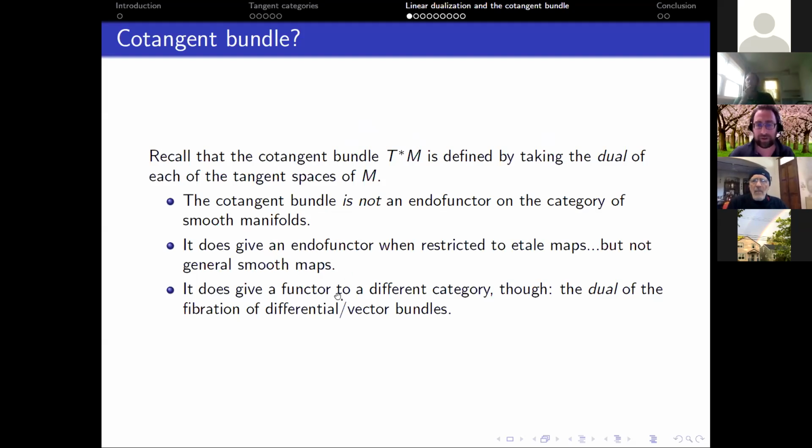What's going on? It really is actually giving a functor to a different category, the dual of the fibration of differential vector bundles. So rather than being an endofunctor on the base category, we'll have to see it as some kind of functor to the dual of this differential vector bundle fibration. So I need to talk about what the dual thing is.